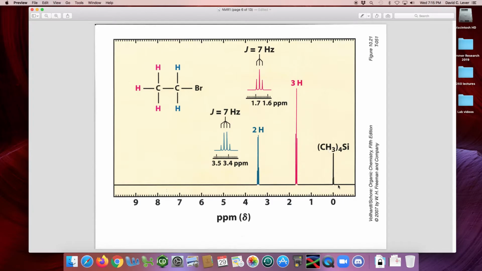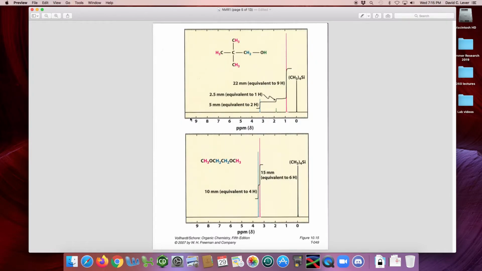Usually there's going to be a singlet at 0 for our internal standard, the tetramethylsilane, and you actually saw that present in the previous 2 spectra as well.